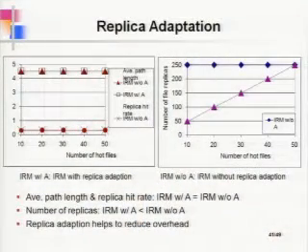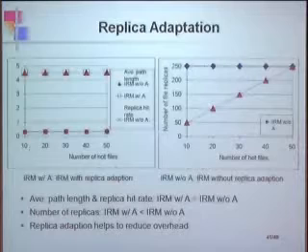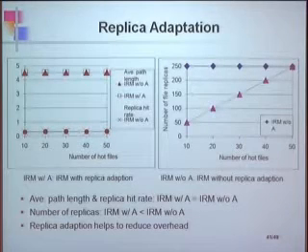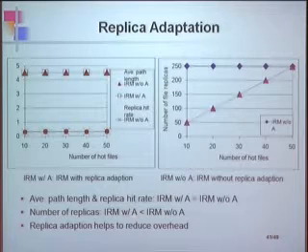Now we also compared IRM with and without adaptation. From the left figure, we can see that IRM with and without adaptation almost have the same average routing path length and replica hit rate. But IRM without adaptation has more replicas than with adaptation. That means adaptation is good. It helps IRM reduce the number of replicas.